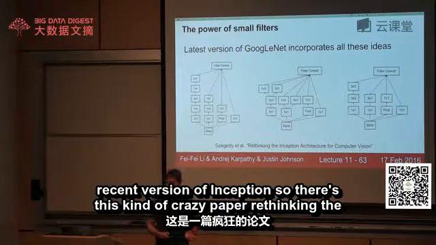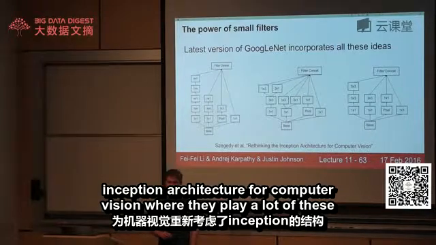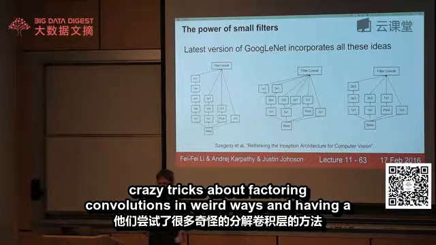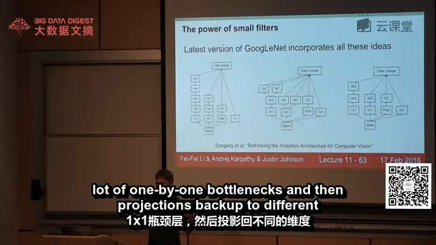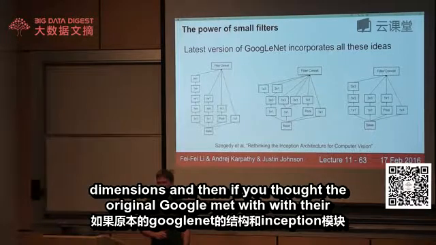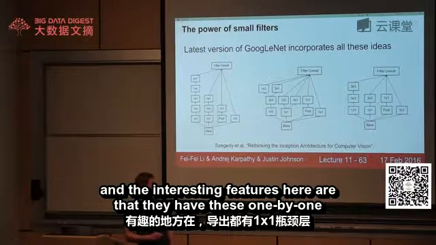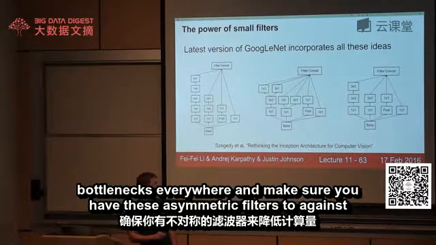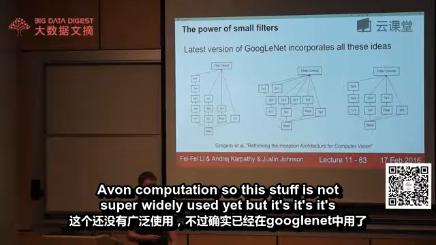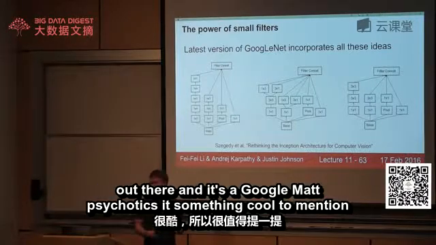There's this paper, Rethinking the Inception Architecture for Computer Vision, where they play a lot of these tricks about factoring convolutions in weird ways and having a lot of one-by-one bottlenecks and then projections back up to different dimensions. And if you thought the original GoogleNet with its inception module was crazy, these are the inception modules that Google is now using in their newest Inception net. The interesting features here are that they have these one-by-one bottlenecks everywhere, and they have these asymmetric filters to, again, save on computation. This stuff is not super widely used yet, but it's out there. So I thought it's something cool to mention.